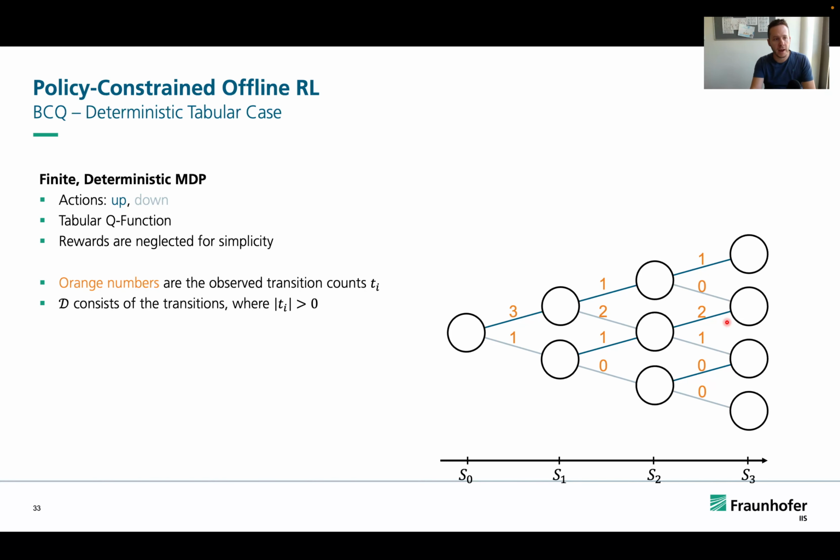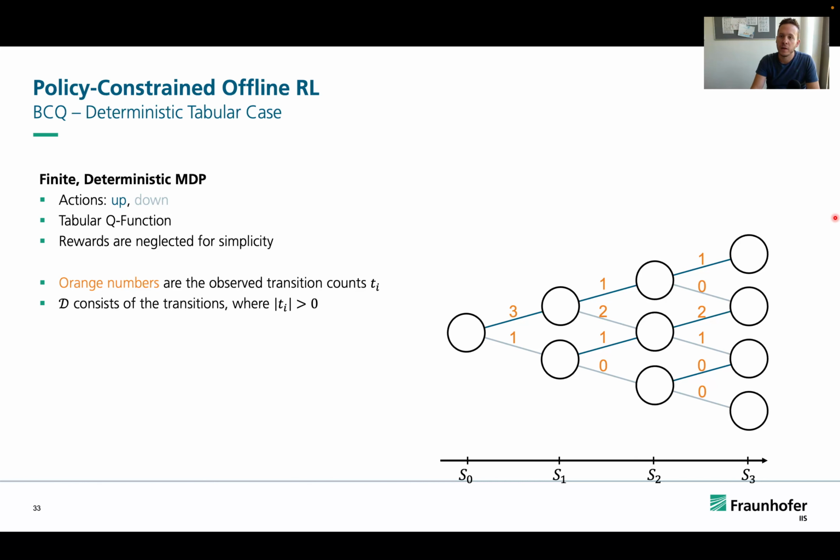Okay, and now consider our data set. Our data set could look like this. We have transitions in our data set, and what we see here are the transition counts. We have a behavior policy, and it might not select the down actions in these 2 states, or in this state, or the up action in this state. So the orange numbers here are the counts of the transitions that we have in our data set.